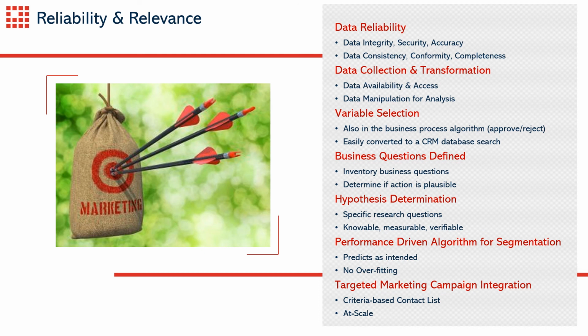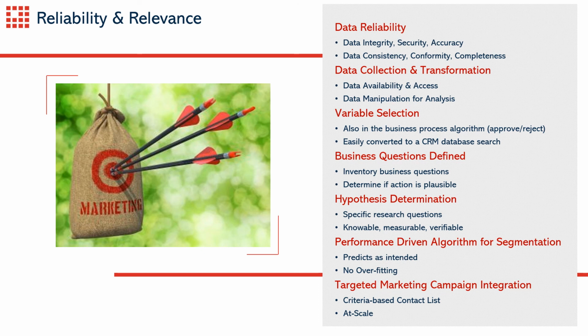Data reliability ensures data integrity, security, and accuracy, along with consistency, conformity, and completeness. Data collection provides access to all relevant data, and transformation ensures data conforms to necessary formats. Variables selected for analysis should reflect the business process. As an example, including gender in the analysis if it is not part of the determination for a loan is inconsistent with the business process and would make results unreliable.